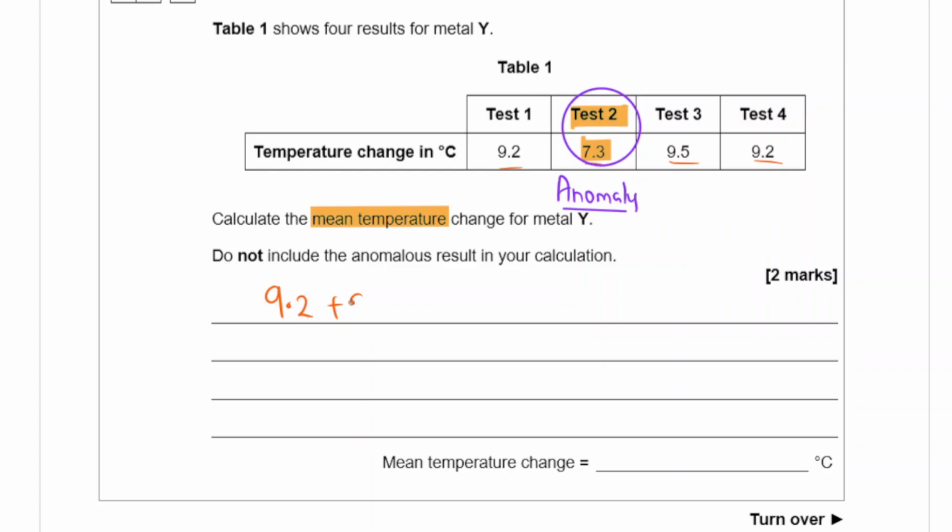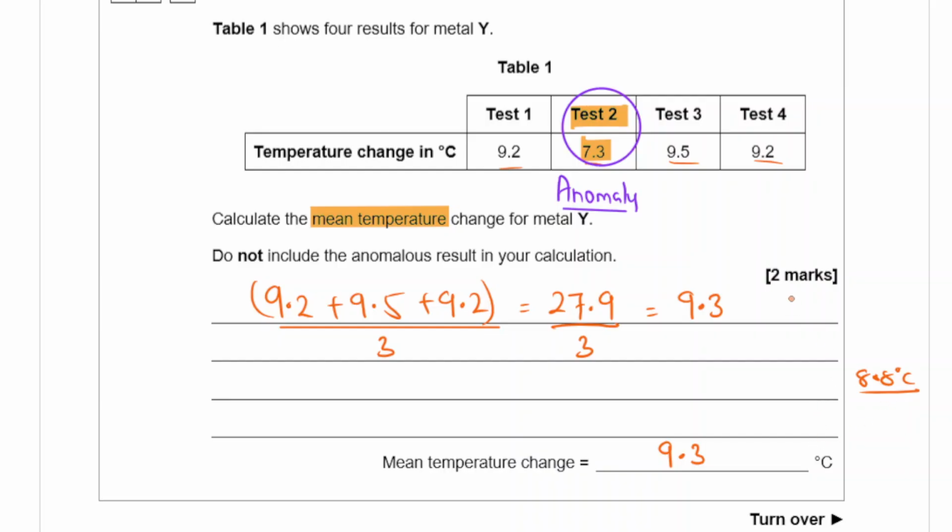9.2 plus 9.5 plus 9.2 again, divide that by 3, add them all up, which should give you 27.9 divided by 3 should give you 9.3 degrees Celsius. 9.3. If you did use the 7.3, you would wind up with 8.8 degrees Celsius, and you'll only get 1 mark instead of the 2 marks that you are being offered here.